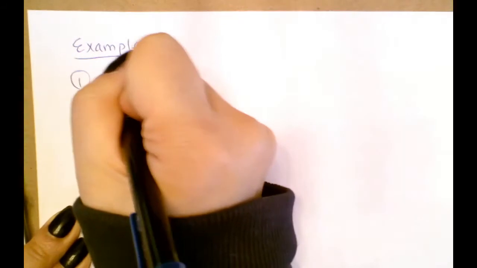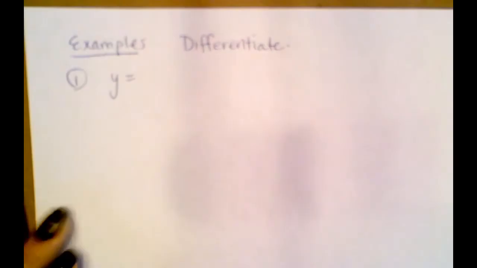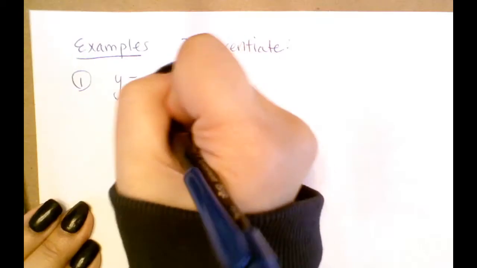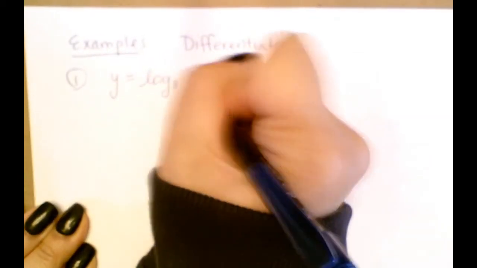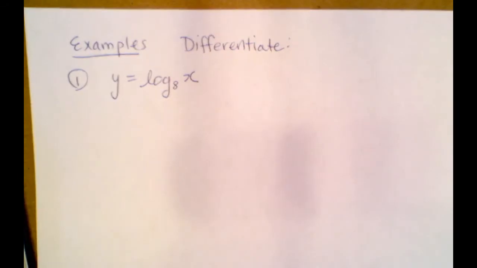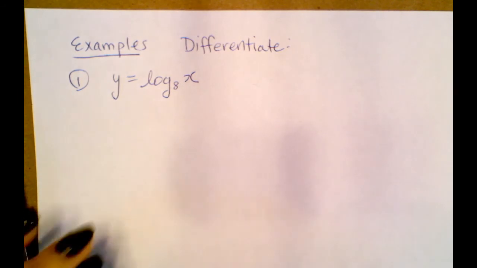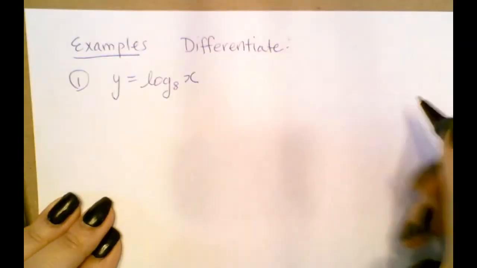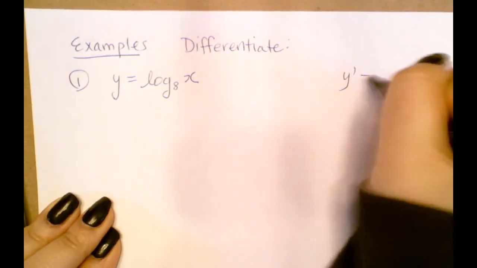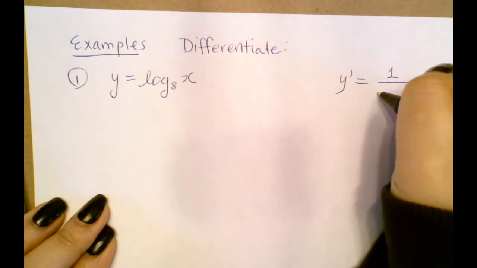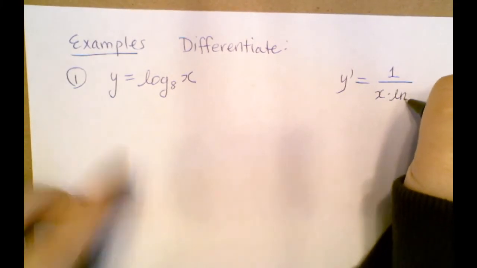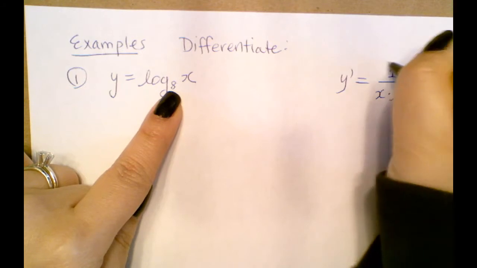I gotta keep on pressing this focus button. Number 1, the rule is to differentiate all of them. So here's the first one. Y equals log base 8 of x. Now this one you can use that theorem 13 straight, but I can do it the longer way. By the way, what should the answer be? Y prime should be 1 over x times natural log of what number? 8, right? So that is the answer.